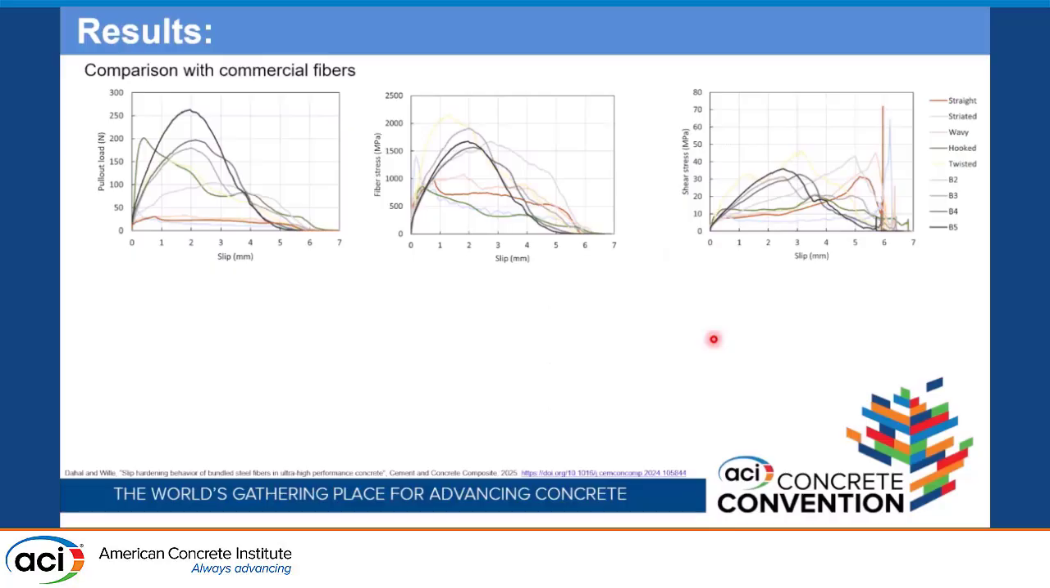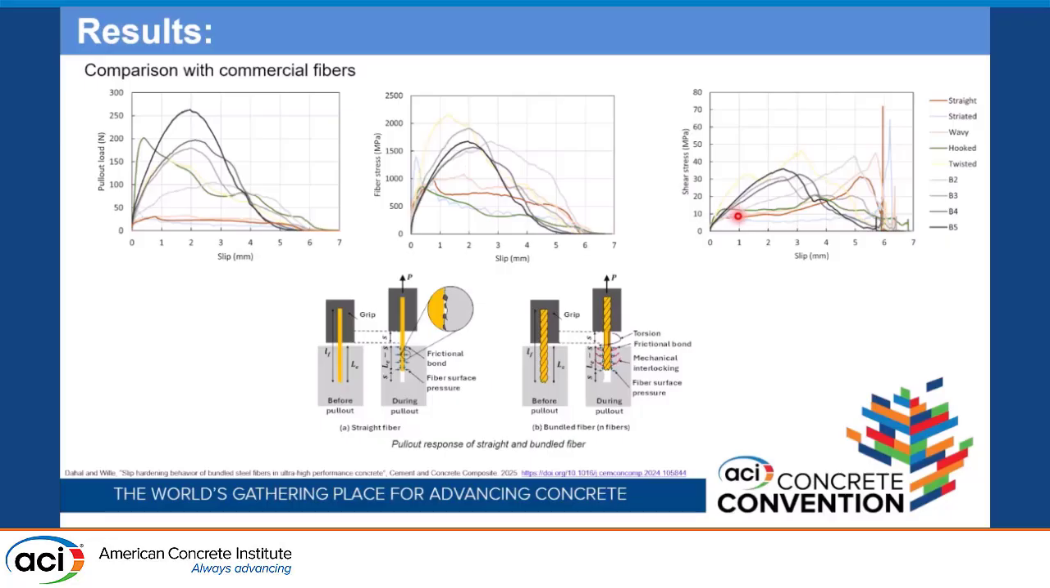Now we compare the pull-out load slip relation with the commercial fibers, all at 6.5 millimeter embedment length. What we see is that the bundle fiber has better load slip relation than other fibers, but in case of the fiber stress and shear stress, except for the twisted fiber, the bundle fiber has the better fiber stress and shear stress slip relation. Now this mechanism can be explained by this figure.